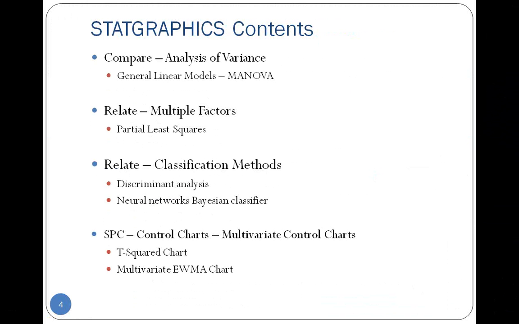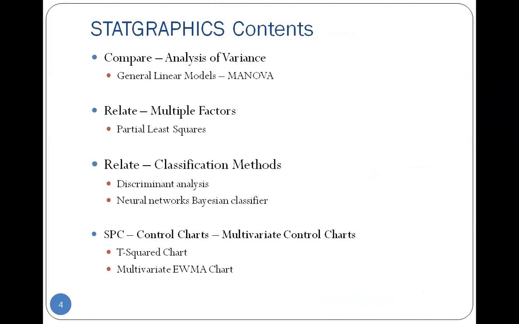If you continue on across the menu in StatGraphics, you'll also see procedures for doing multivariate statistics in some of the other sections. For example, under Compare, Analysis of Variance is the General Linear Models procedure. That contains the ability to fit and do a multivariate analysis of variance, a MANOVA, if you enter more than one Y variable. In addition, under the Relate menu is the procedure for partial least squares, which also builds models for multiple dependent variables. Now, we won't be looking at those today, but we will be looking at those in a later webinar. Under Relate, there's a section on classification methods that contains a discriminant analysis and a neural network Bayesian classifier. Those are procedures that are useful for classifying observations, for trying to divide observations into groups, and something that we'll be talking about probably in part 2.